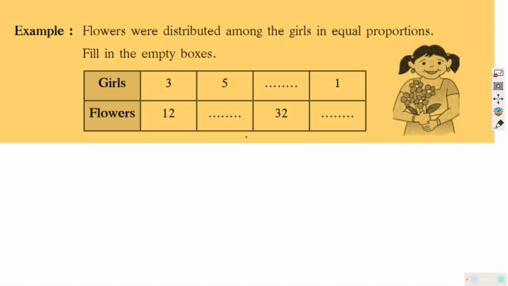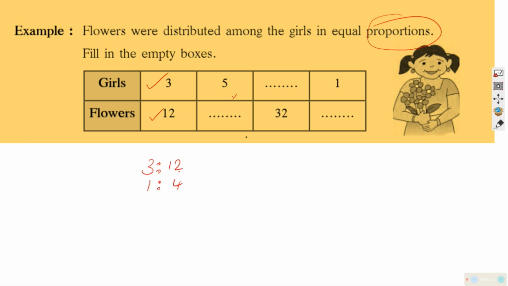Flowers are distributed among the girls in equal proportion. Proportion maintain किया. Fill the empty boxes. 3 girls, 12 flowers. So 3:12. If you make it 1:4, 1 girl 4. That is why 3 girls 12.